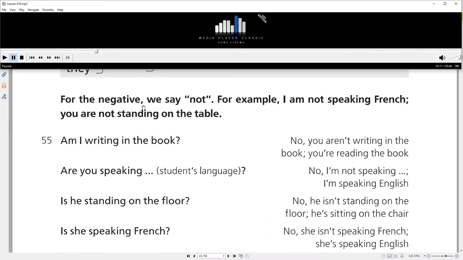For the negative, we say not. For example, I am not speaking French. You are not standing on the table. Am I writing in the book? No, you aren't writing in the book.